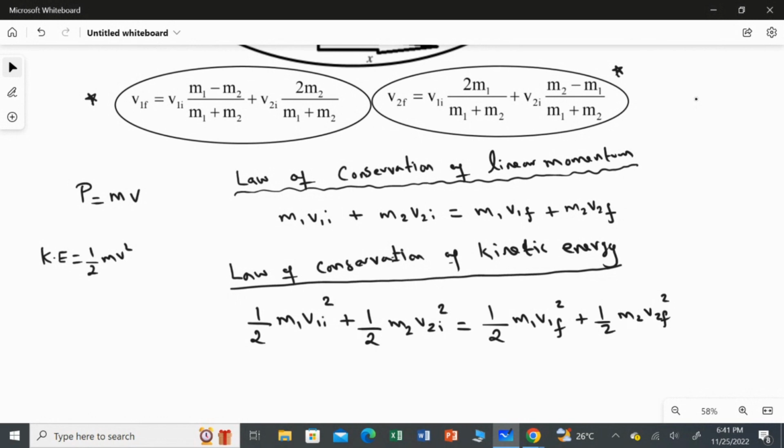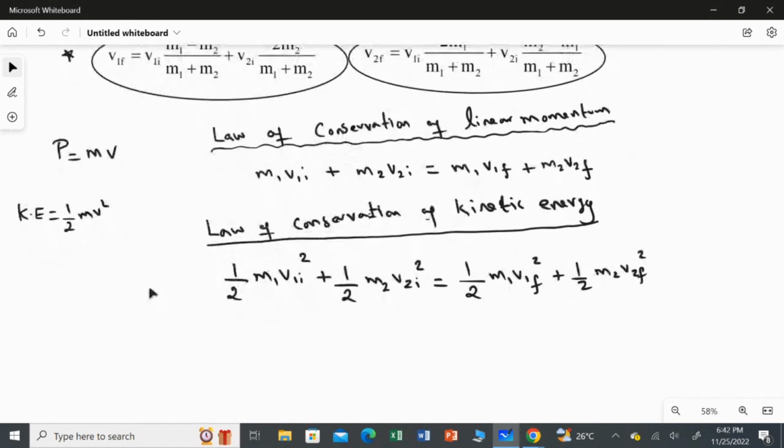Okay. So now what I'm going to do is rearrange this equation. Let's take the first equation, the law of conservation of linear momentum. I'm going to move the mass 1 terms to one side, and move the mass 2 terms to the other side.